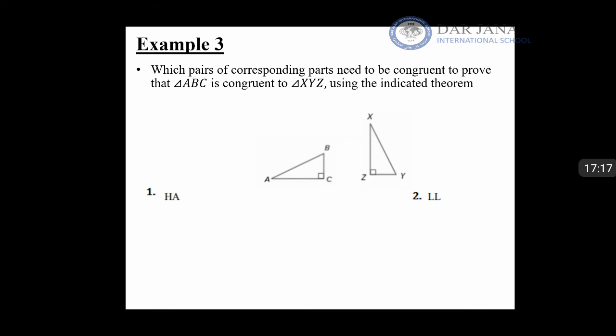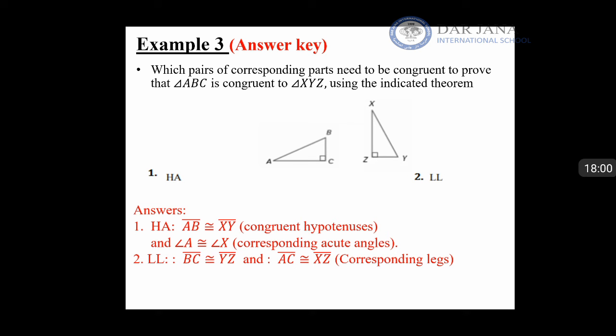Let's move on. In this example, which pair of corresponding parts need to be congruent to prove that triangle ABC is congruent to triangle XYZ? Use the indicated theorem. So in example number 3, part 1, we have to prove that triangle ABC is congruent to triangle XYZ using the theorem HA. HA means the hypotenuse angle congruence theorem. While in example number 3, part 2, we have to prove those two triangles are congruent, but now using another theorem, which is the LL, the leg-leg congruence theorem. So let's move and see what we have.